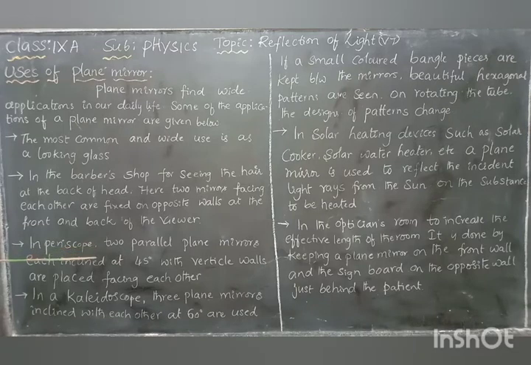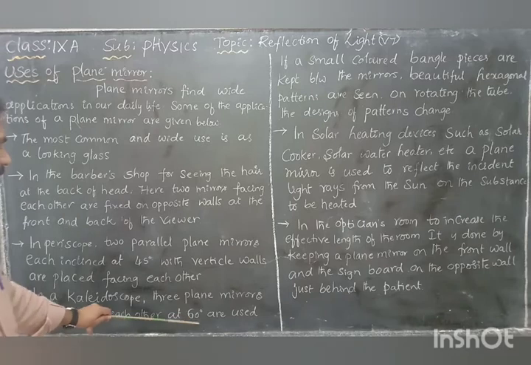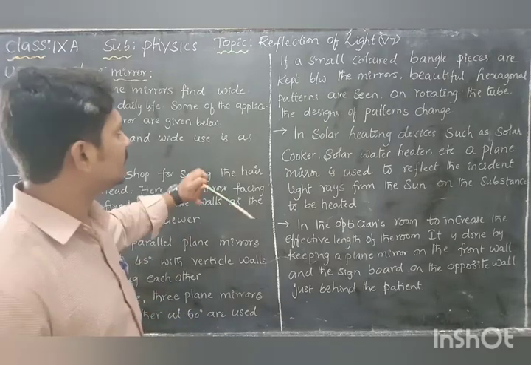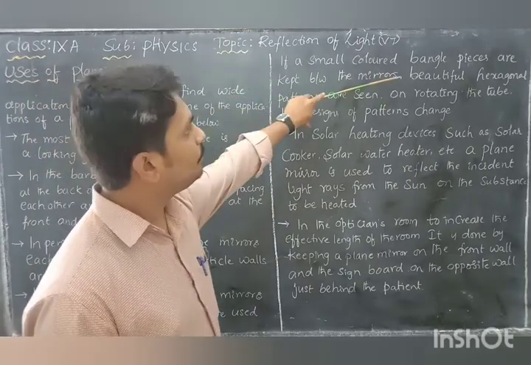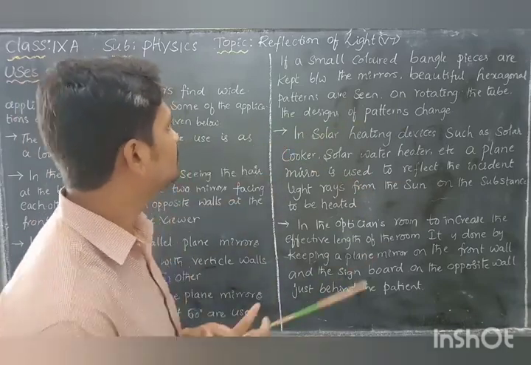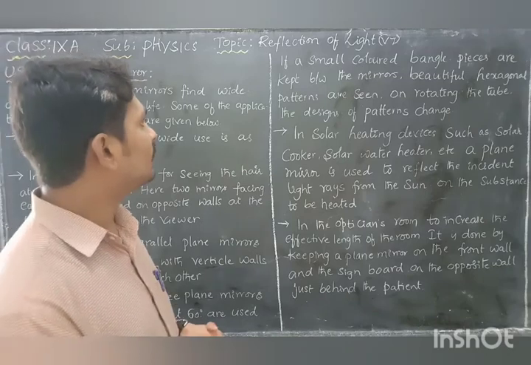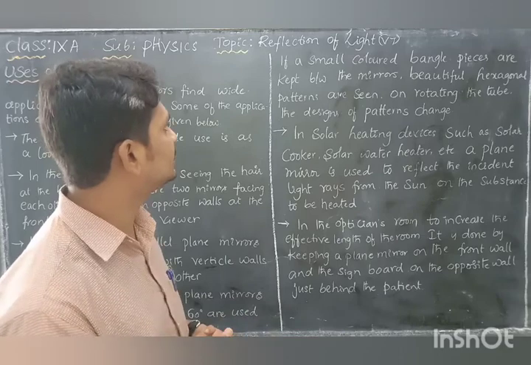Next, in a periscope, very important: two parallel plane mirrors, each inclined at 45 degrees with the vertical walls, are placed facing each other in order to see the object. Next, in a kaleidoscope, three plane mirrors are inclined at 60 degrees with each other in an equilateral triangle shape. If small pieces of colored bangles are kept between the mirrors, beautiful hexagonal patterns are seen. On rotating the tube, the designs of the patterns change.